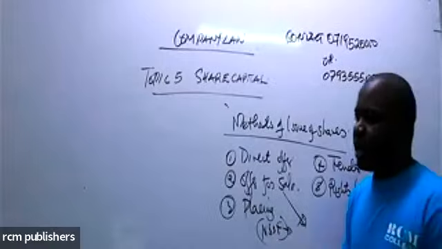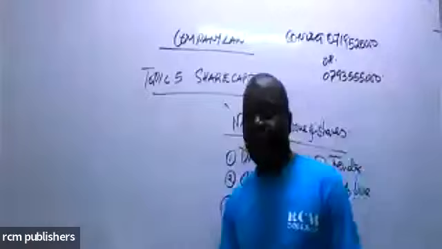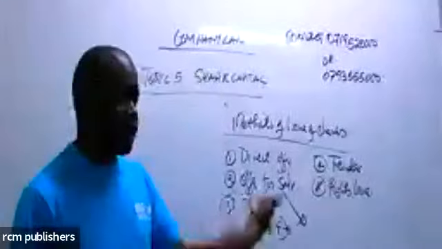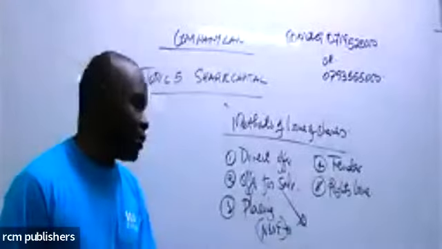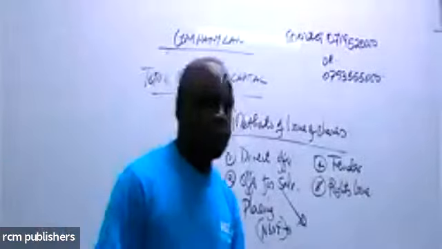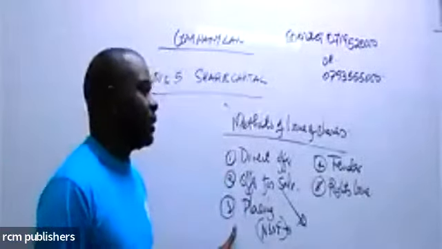So they can approach such an entity and convince them that we can place the shares with you, and you buy them in huge blocks. So that's what we call placing. Then you have tender.